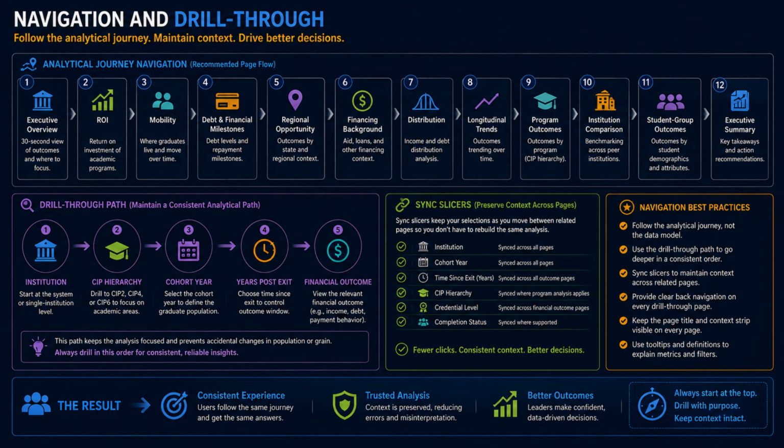The drill-through path should remain consistent: institution, then CIP, then cohort, then years post-exit, then the relevant financial outcome. Sync slicers should preserve context across related pages so users do not have to rebuild the same analytical selection repeatedly.